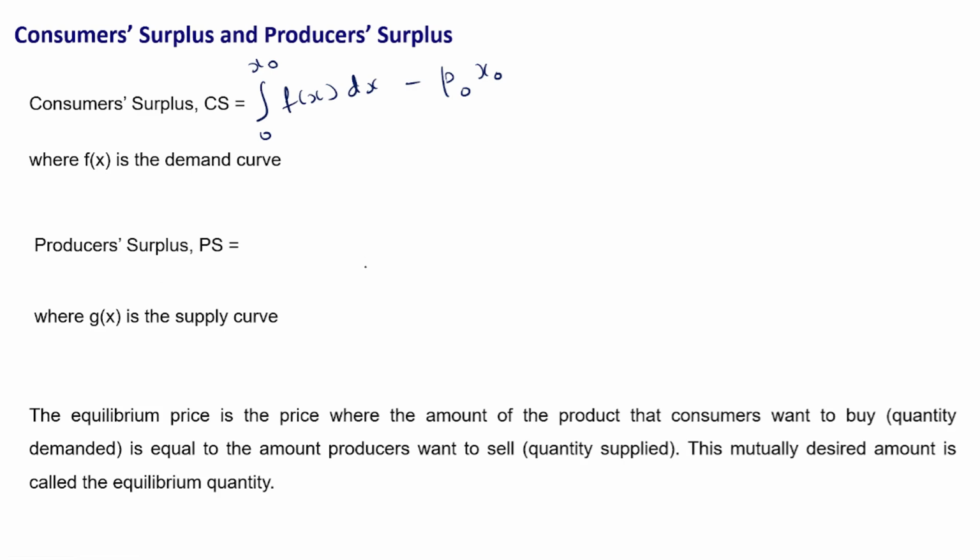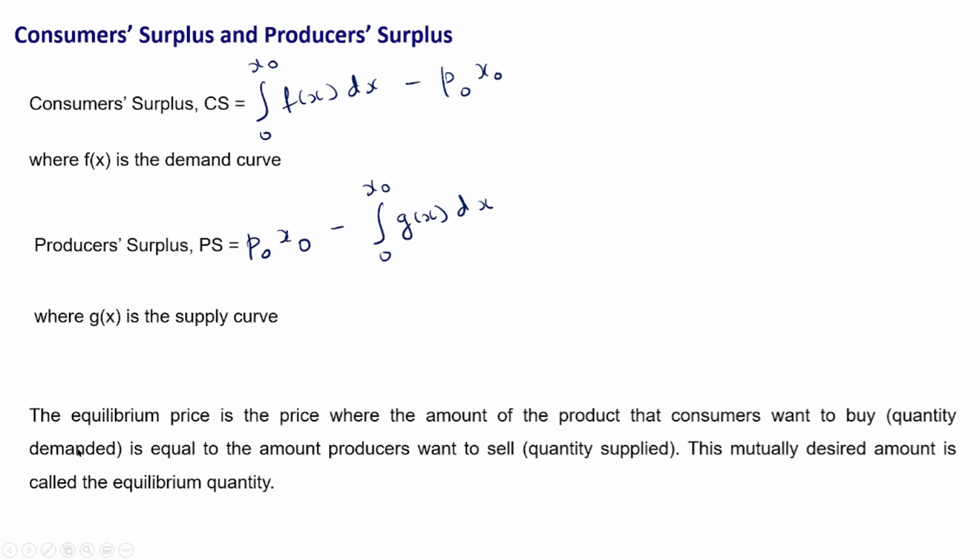The producer surplus is given by p naught x naught minus integral 0 to x naught g of x dx. Again, if in the question p naught is given, then we can find x naught using the supply curve which is given in the question. Here g of x is the supply curve, and then after that we can find the producer surplus using this relation.